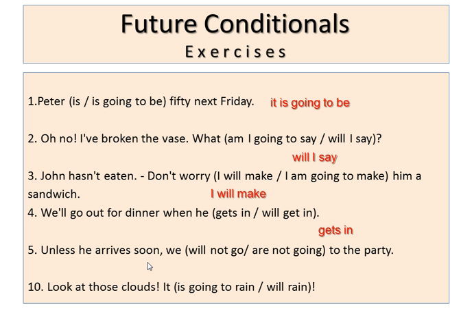Unless he arrives soon, we will not go, or we are not going to go to the party. Again, we don't know if he will arrive, so can we plan? And the answer is no. We can't plan because we don't know when he's getting in or if he's getting in. So in this case, will not get to the party is the correct answer.